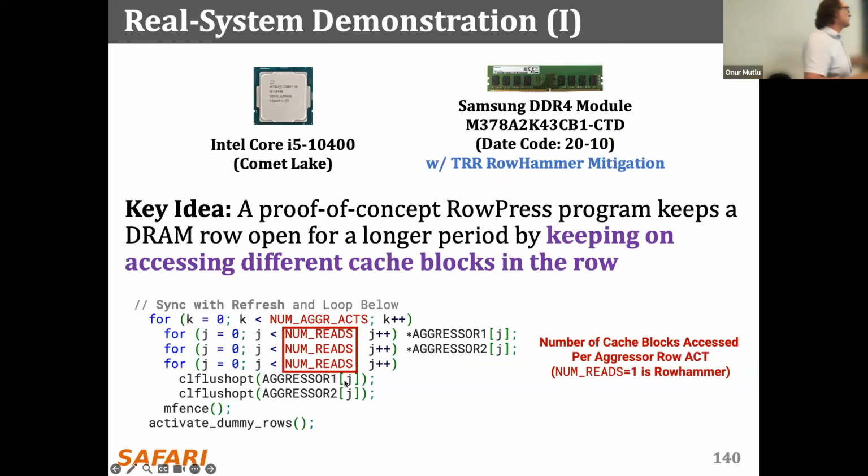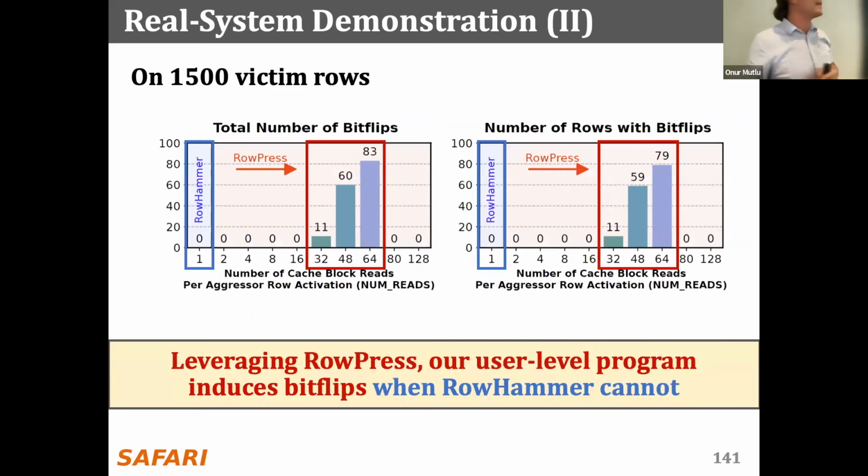Of course, this program is a little bit more complicated than this because you need to synchronize with the refreshes, etc. But we varied this parameter, number of reads, that essentially changes the number of cache blocks that you access in a row. And with classic RowHammer, we don't see bit flips. But as you increase the number of cache block reads, you start seeing bit flips. And there's clearly a trade-off. After some point, if you read too many cache blocks, you cannot hammer the rows enough times. That's why those bit flips go to 0 after some point.